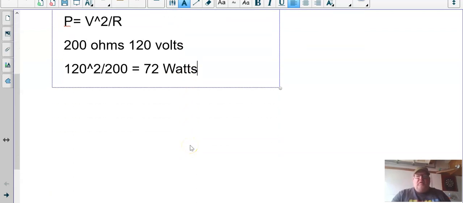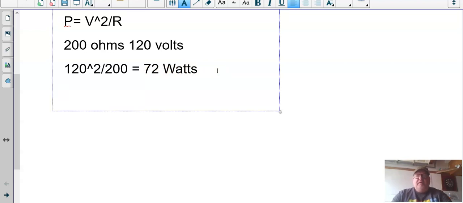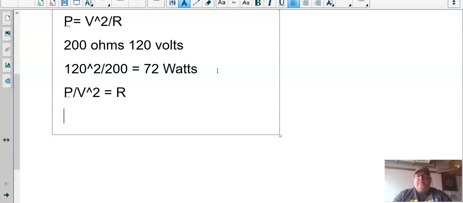You can try some of this on things at home. If you look at a 100 watt light bulb, how much current is going through the light bulb, and how much resistance does it have? So if we look at power divided by voltage squared, gives us resistance. So if you take a 100 watt light bulb and divide it by 120 squared, I messed up. That's not the right formula.